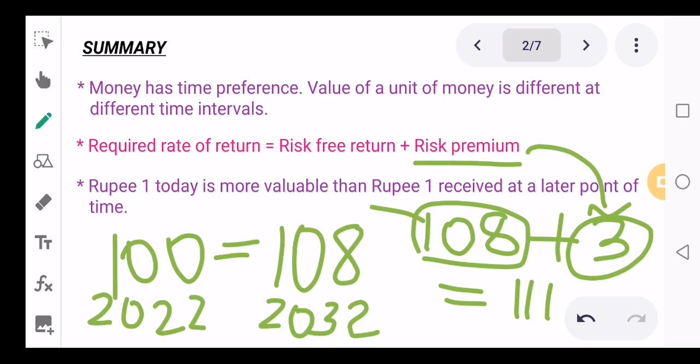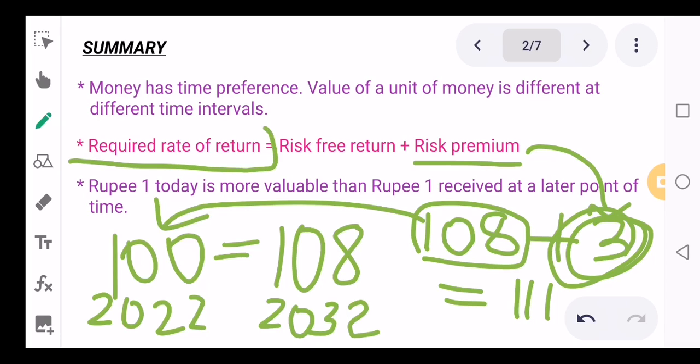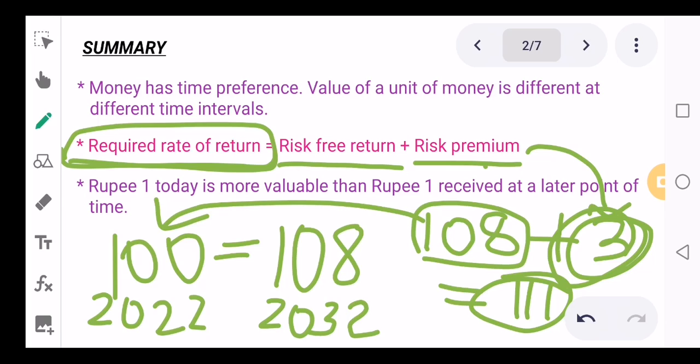108 is a value that's equal to 100, and this extra 3 is the risk premium for the risk involved in a transaction. So as an investor, my required rate of return would be the time preference rate of the risk-free return plus the risk premium. That is, in this example, 111 rupees is what I'll be charging.